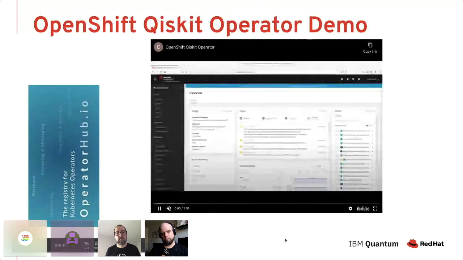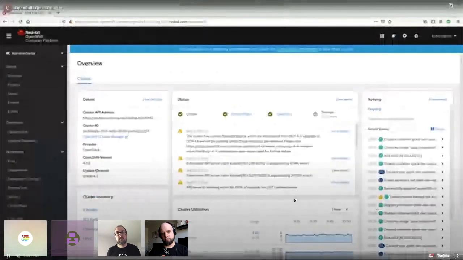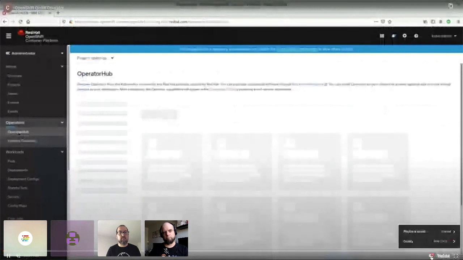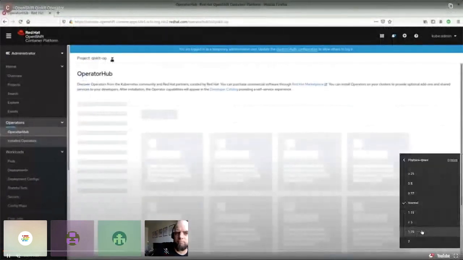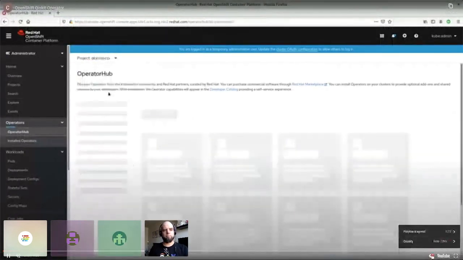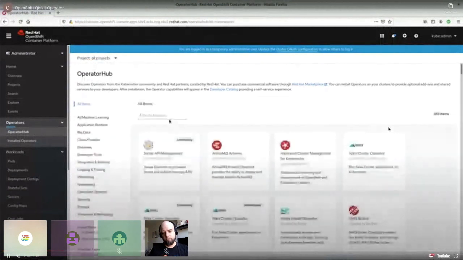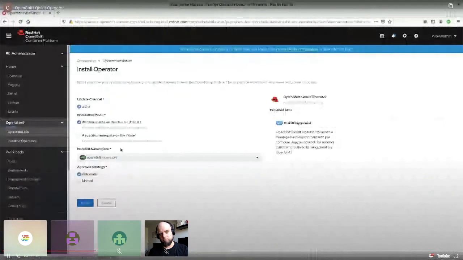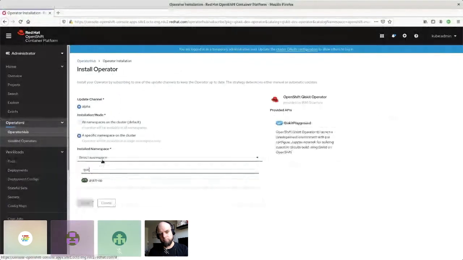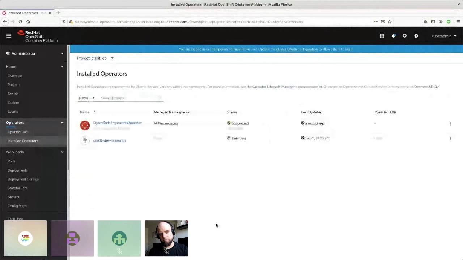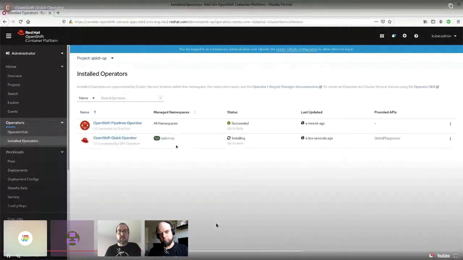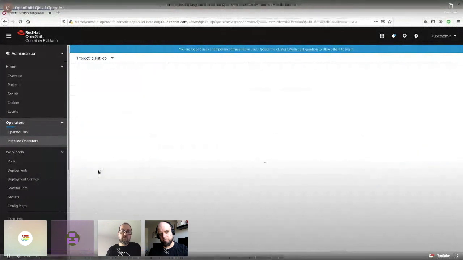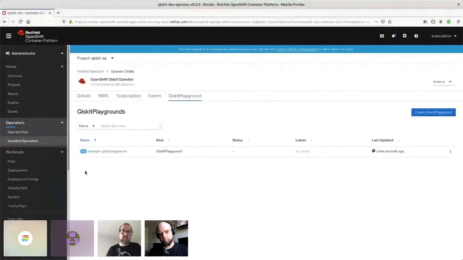So here's a demo. You need to go to the operator hub of your OpenShift environment. And from there, just search for the operator by the keyword Qiskit. And you can see that the OpenShift Qiskit operator is available. You install it to a specific namespace or to the entire cluster. It's up to you. I have it running in a particular namespace, which is qiskit-op. Once it is installed, you have to create an instance of the CRD. And basically what the CRD is, is a Jupyter server.